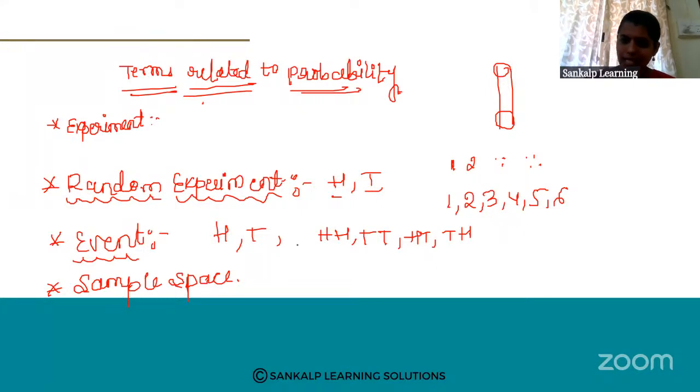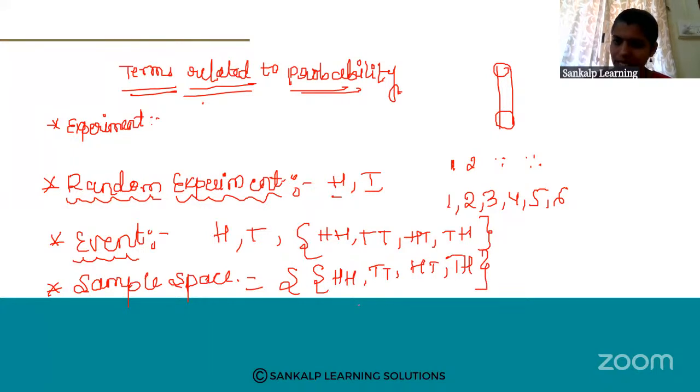Okay, next, sample space. Sample space means what? Collection of all the events, or set of all the events. So this is all a set, right? When you are tossing 2 coins at a time, you will get 4 events or 4 possibilities. That means the set of all the 4 possibilities, we call it a sample space, and sample space can be denoted by the letter S. So HH, TT, HT, TH. Right? The set of all the events, we call it a sample space.